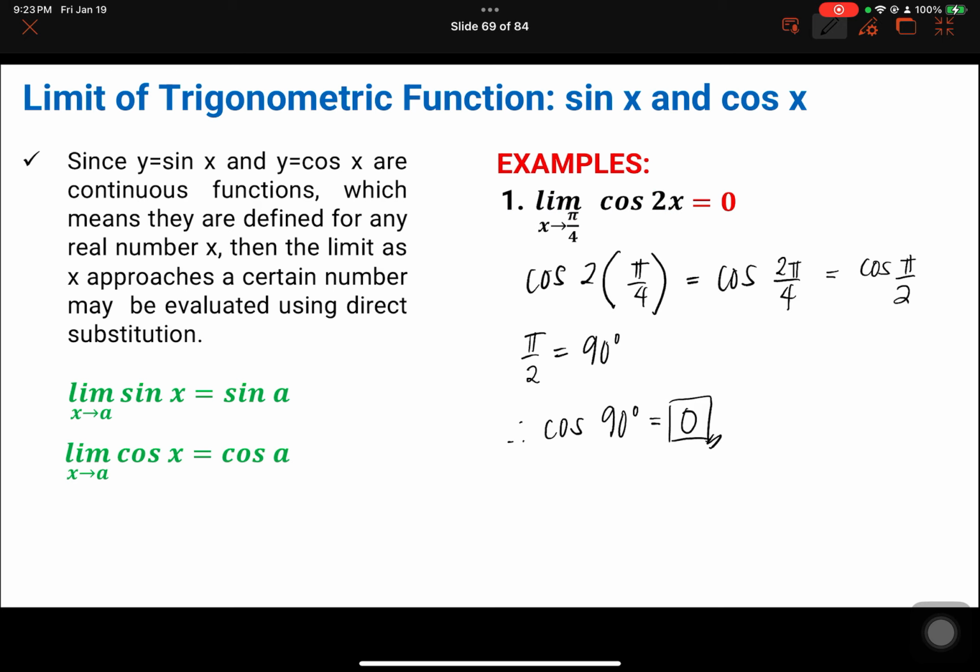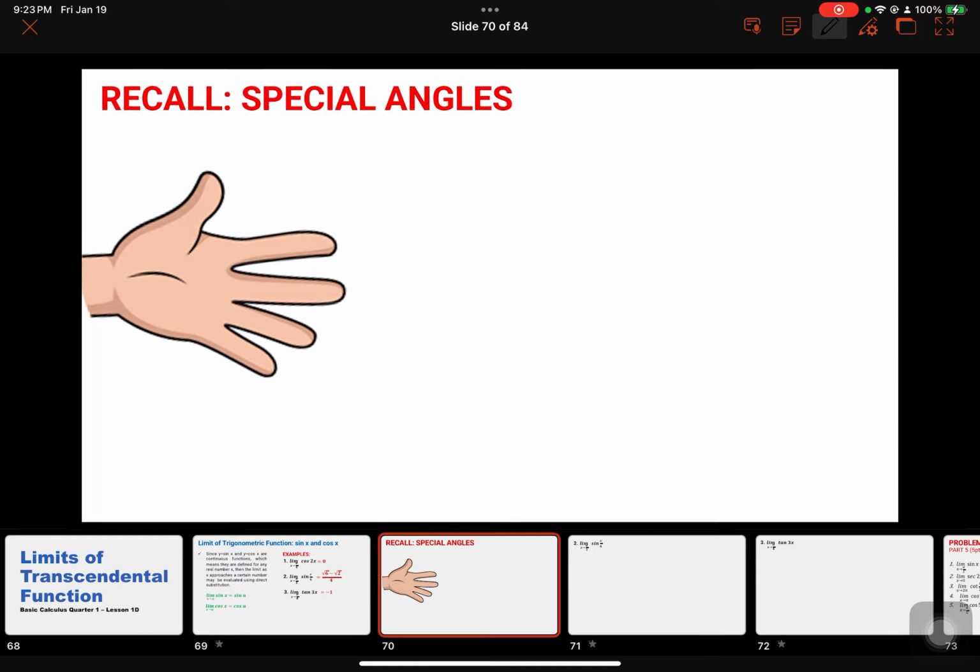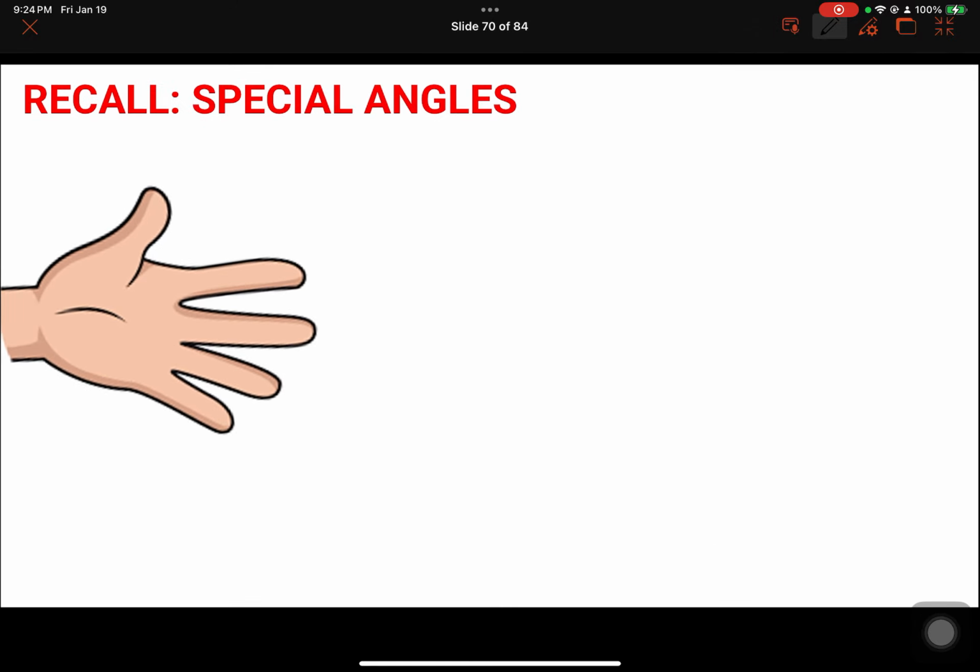Okay? So, let's recall the special angles that we need para makapag-solve tayo nang mabilis. So, for example, we will use the hand rule na lang, no? We can use the unit circle if you can remember. However, for a faster and more accurate and precise answer, we can use the special angles using the hand rule. So, your thumb will be the 90 degrees. Then, ito ay 60 degrees, 45 degrees, 30 degrees, and 0 degrees yung pinky natin.